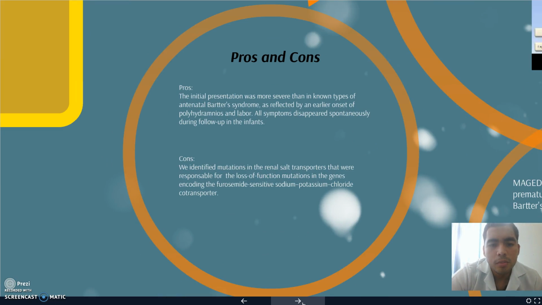The initial presentation was more severe than in known types of antenatal Bartter syndrome, as reflected by an early onset of polyhydramnios and labor. All symptoms disappeared spontaneously during follow-up in the infants. We identified mutations in the renal salt transporters that were responsible for the loss-of-function mutations in the genes encoding the furosemide-sensitive sodium-potassium-chloride cotransporter.